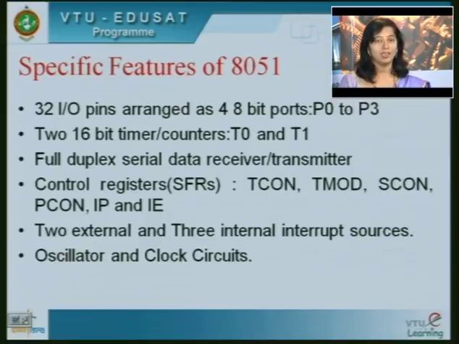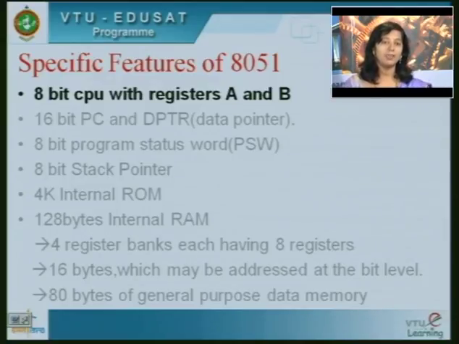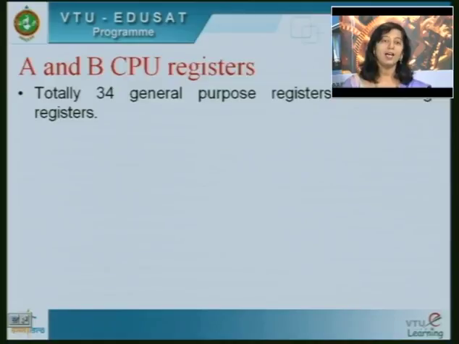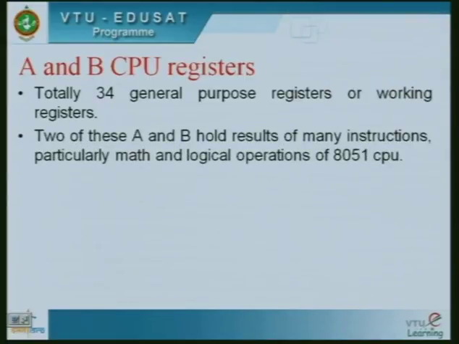Now, let us see what each of them are individually and how it works. So, first let us look into what is an 8-bit CPU along with the registers A and B. So, A and B are CPU associated registers. That means they are the registers which store the basic operands for which the CPU will perform some operation. There are totally 34 general purpose registers on the MCU. Out of these, A and B hold the results of many instructions, especially mathematical and logical operations.